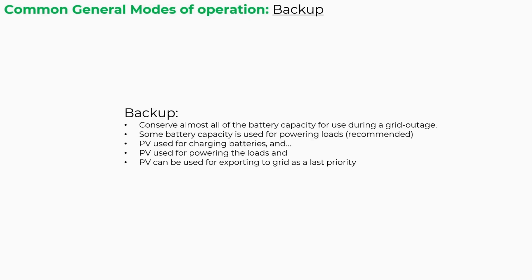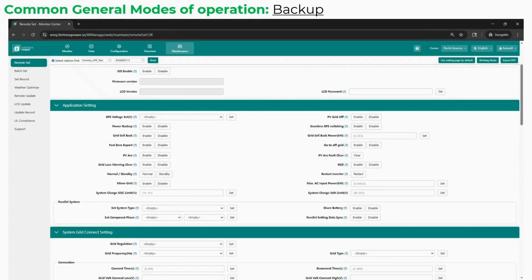In the backup mode, we are trying to conserve almost all of the battery capacity for use during a grid outage. Just a reminder, we will not be configuring every single setting here because it is assumed that most of it is configured by the installer, and we are just focusing on the settings and the parameters that have to do with the mode of operation.